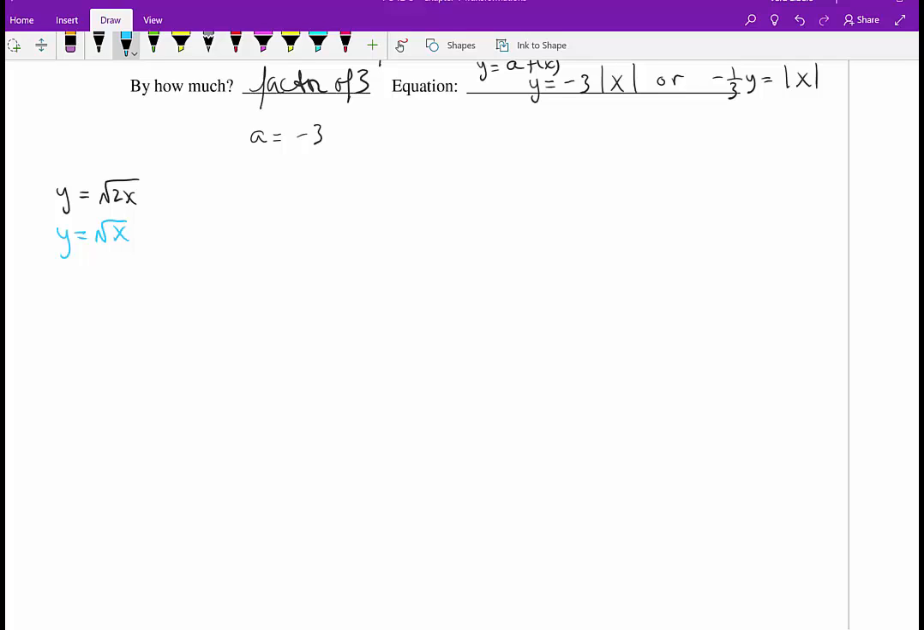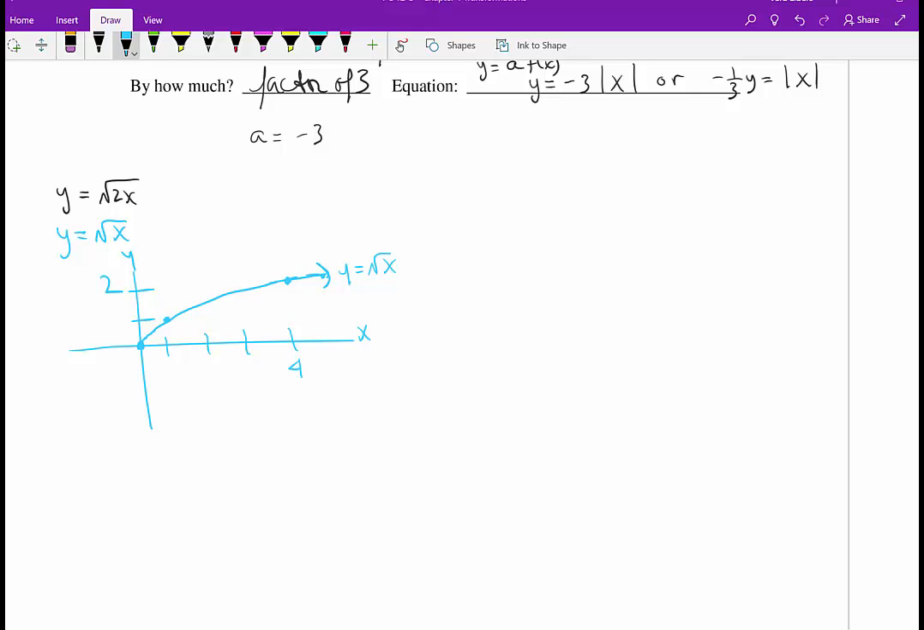Okay, and if you recall, when you graph it, okay, I'm just going to go up to 4 on the x-axis and up to 2 on the y. If you recall, the graph of the basic function, or the parent function, is at 0, 0, 1, 1, and 4, 2. Okay, so that's y equals the square root of x.